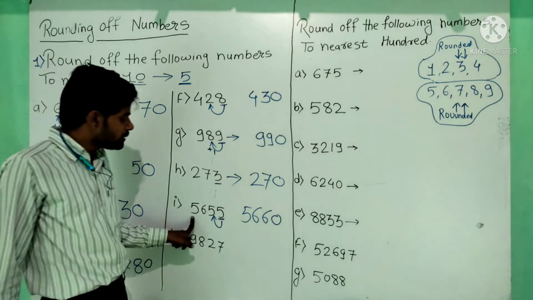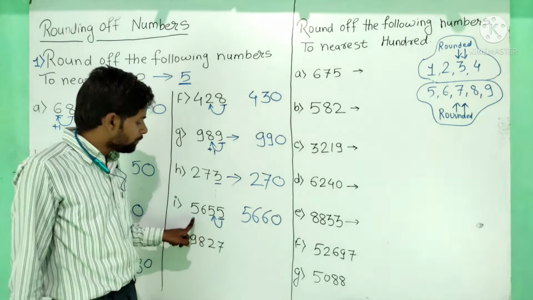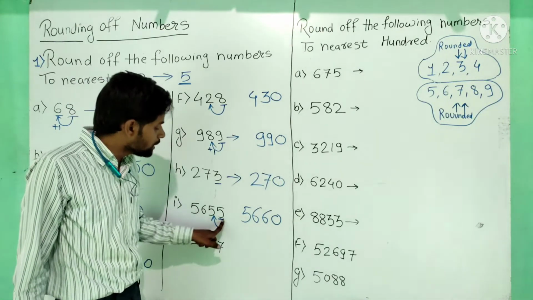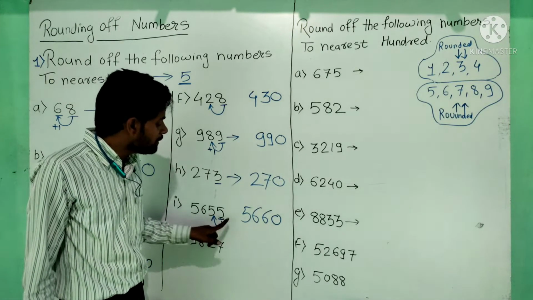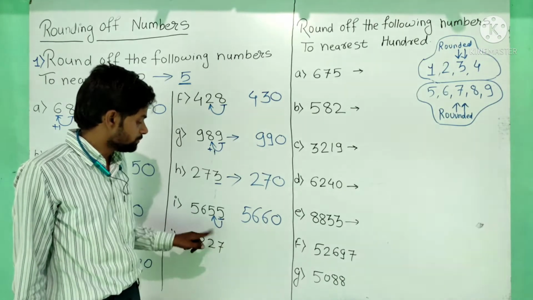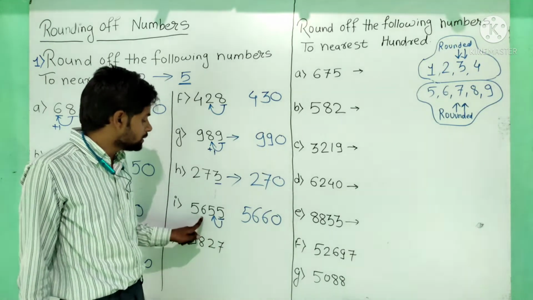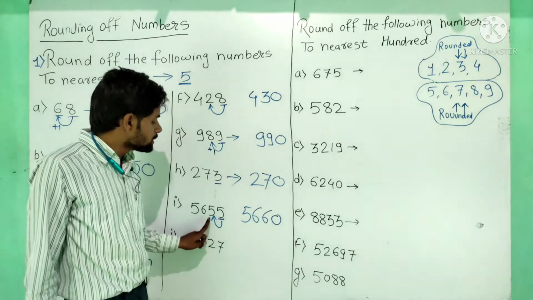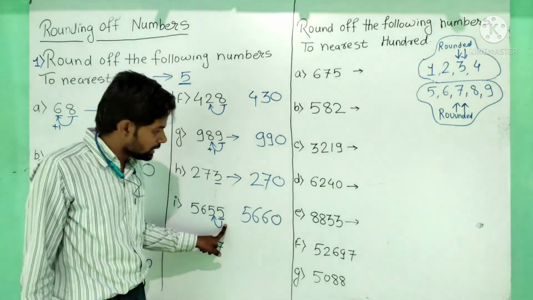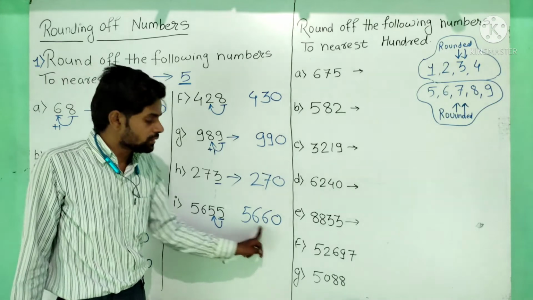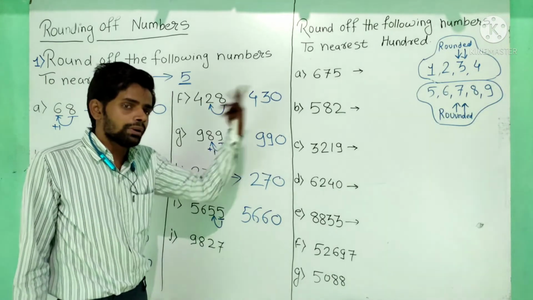So 5655 lies in between 5650 and 5660. Wait a minute, yes, it lies in between 5650 and 5660, but it is close to 5660, so it will be rounded up.